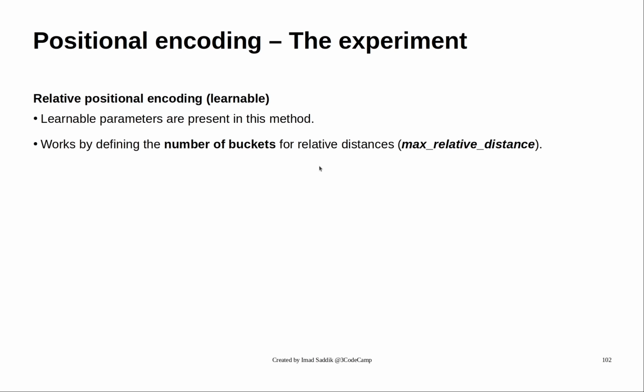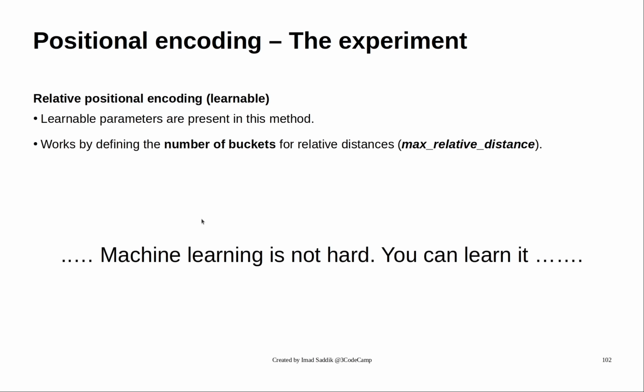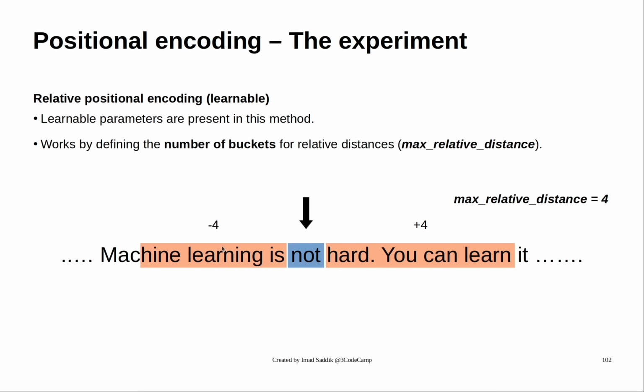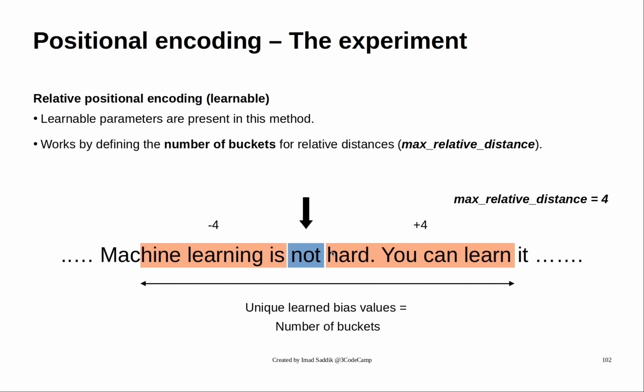Let me show you an example so that you can understand. So let's take this sentence. Here maybe we have other tokens that come before, and here maybe we have tokens that come after. Let's say that max relative distance is set to 4, and let's take the token "not" in this sentence. We will have positive distances, and we will go up to max relative distance, which in this case is set to 4, and we have negative distances. This range is called the number of buckets, and it contains unique learned bias values.